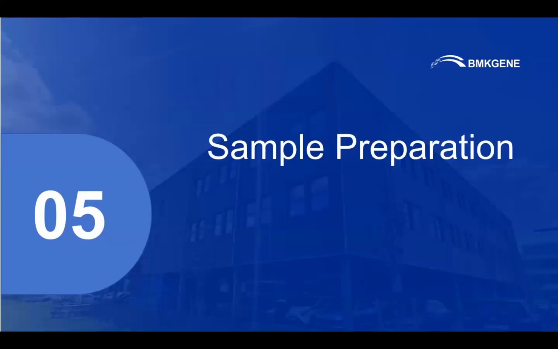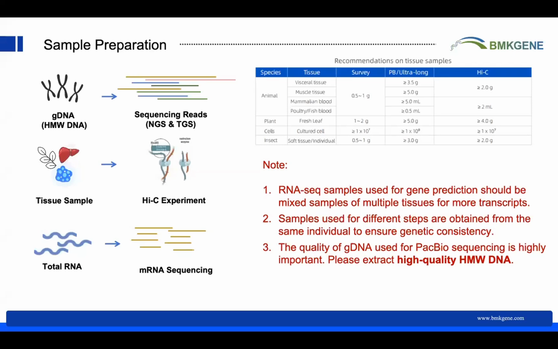So let's move to the sample preparation part. For the samples used for genome assembly, we need to prepare three parts. One is the genomic DNA. It should be high molecular weight DNA. This is used for the sequencing reads, NGS for the genome survey, and TGS for the HiFi data sequencing.